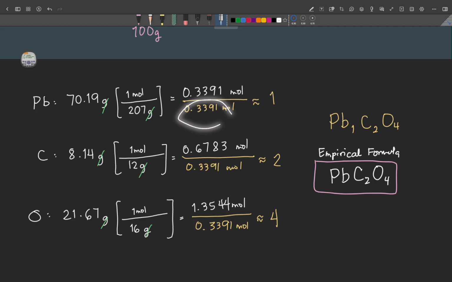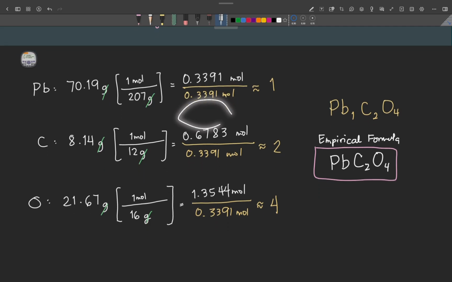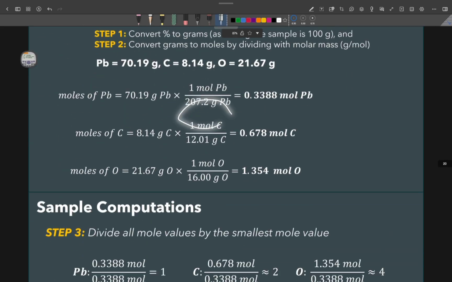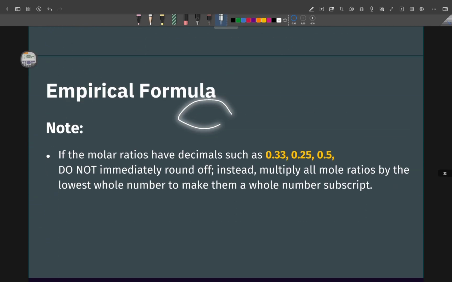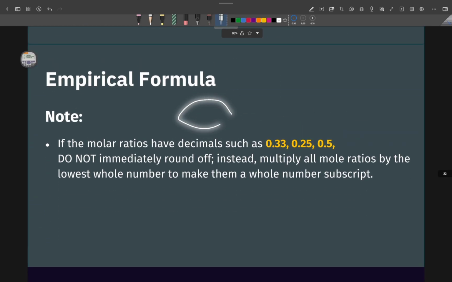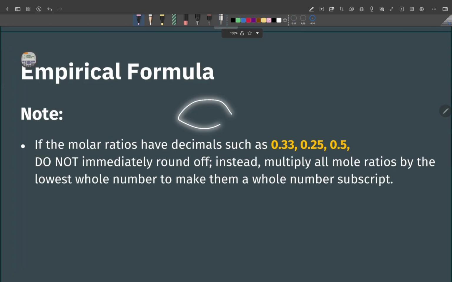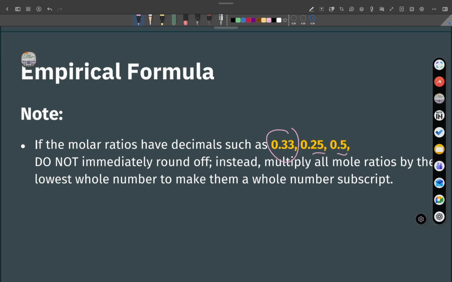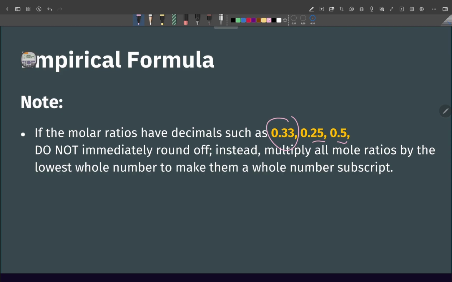Okay, but there are exemptions to the rules that you have to also remember. So take note that the mole ratio, when you divide all the moles by the lowest, if the molar ratios have decimals such as 0.33, 0.25, 0.5, you do not immediately round it off. Okay, you multiply the entire formula with something that will make it a whole number.